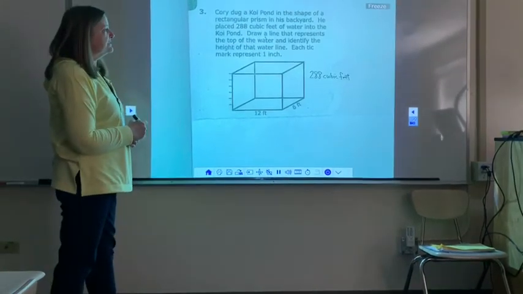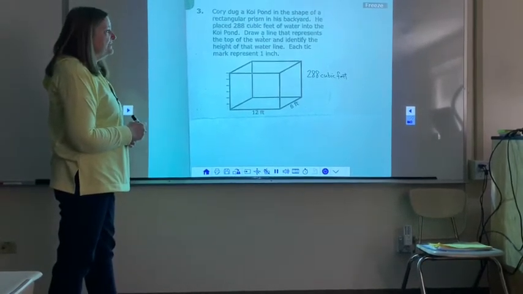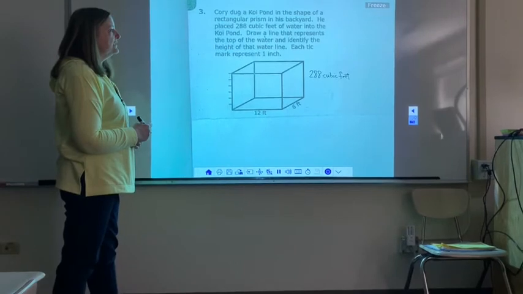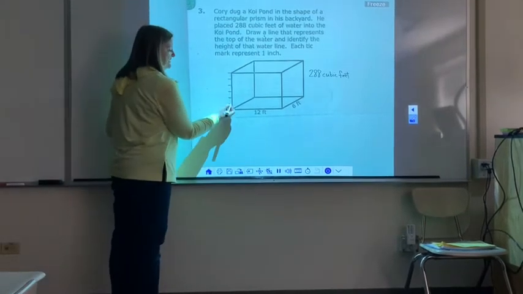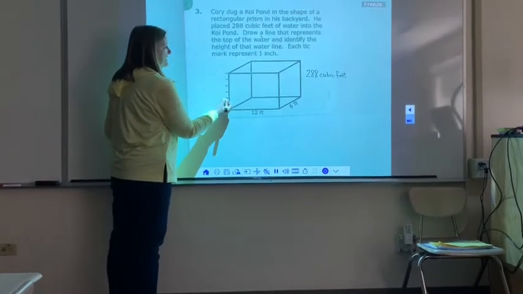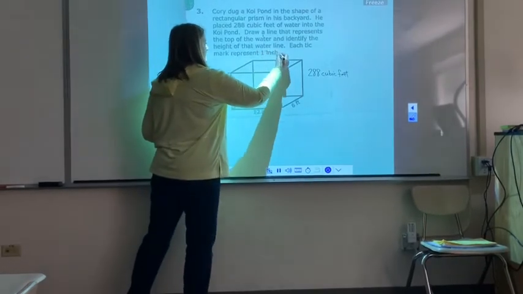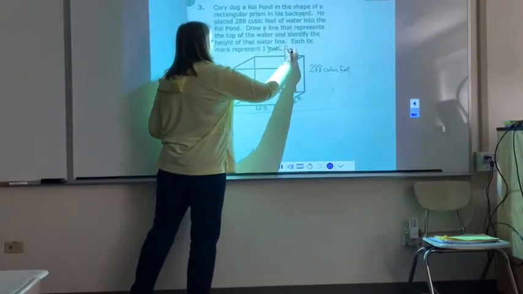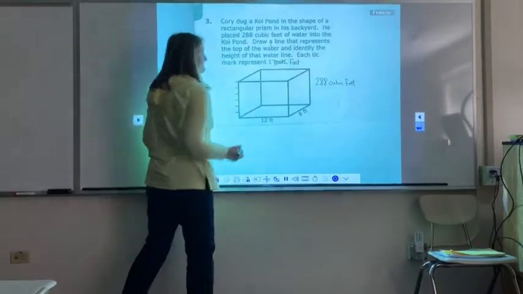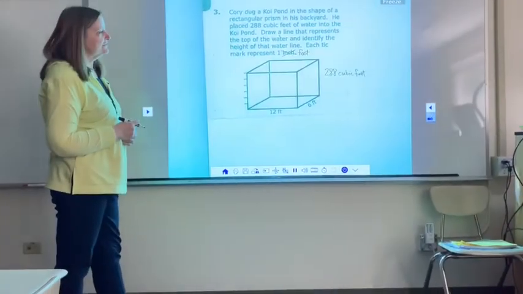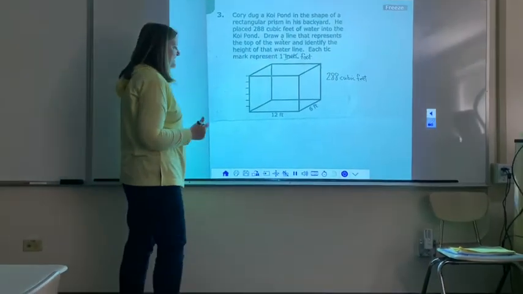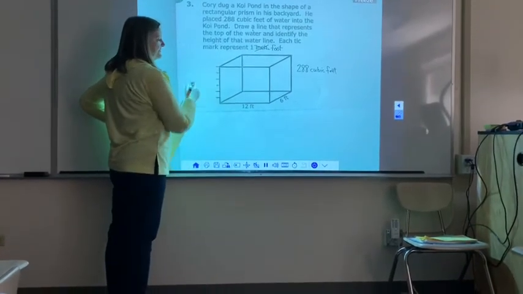Draw a line that represents the top of the water and identify the height of that water line. Each tick mark, and this is a tick mark, represents 1, this is supposed to say, foot. Your problems are all messed up. You'll need to correct that on your worksheet as well. So each of these represents 1 foot.